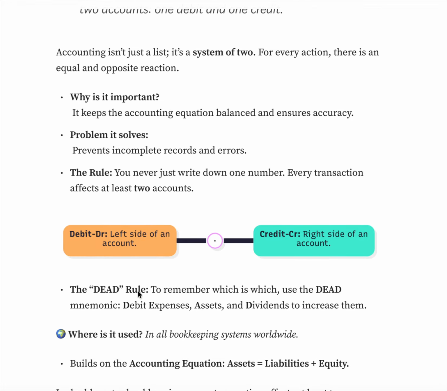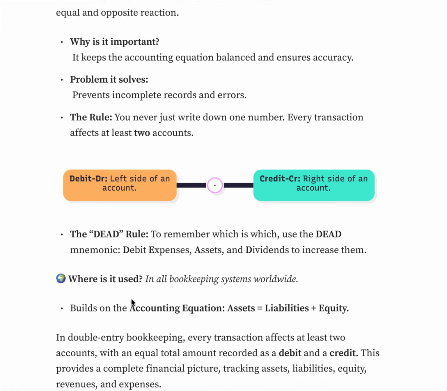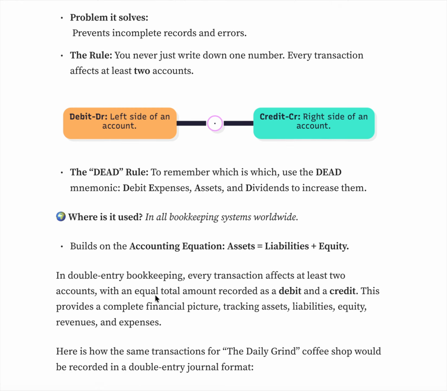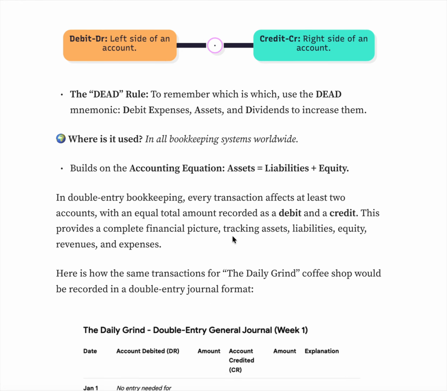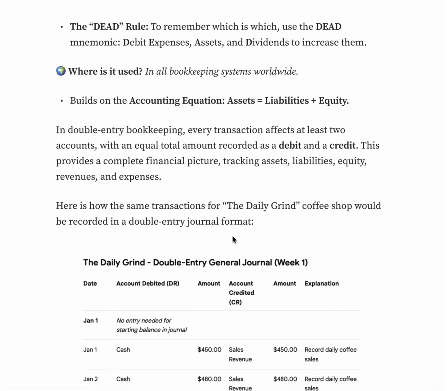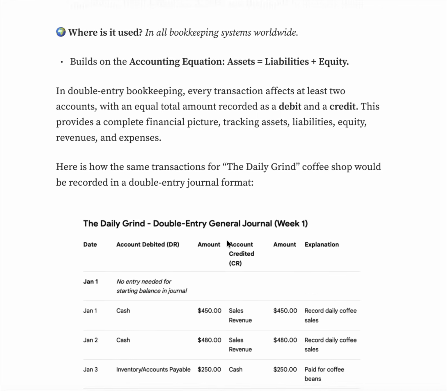Every transaction has two accounts: one is the debit account and another is the credit account. To remember, you can use the DEADCLIC mnemonic: debit expenses, assets and dividends to increase them. As I told you, the double entry system is used worldwide in all bookkeeping systems.